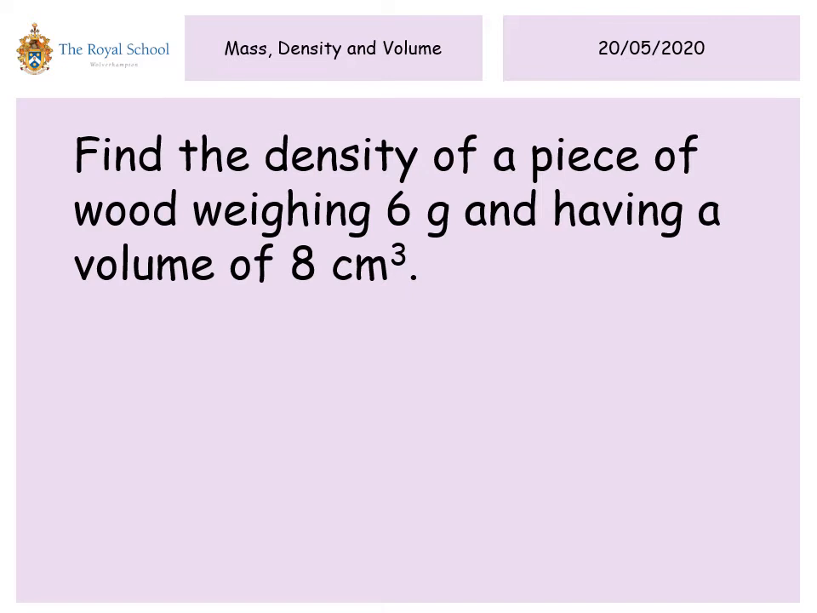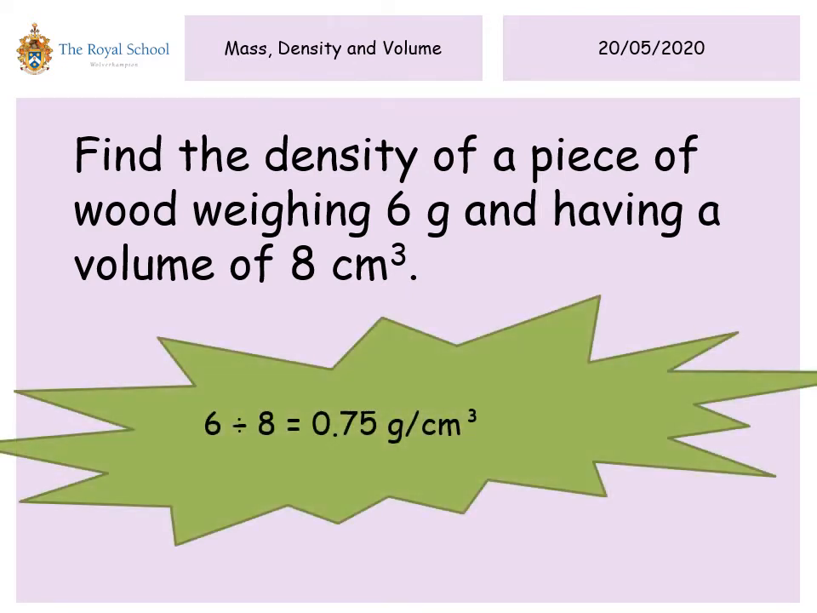So if we're working out density of an object, we need mass divided by volume. So we're looking for our 6 divided by 8, which is going to give us a 0.75, and our units here, grams per centimetre cubed. So cross off the 0.75 if you're lucky enough to have it in your grid.